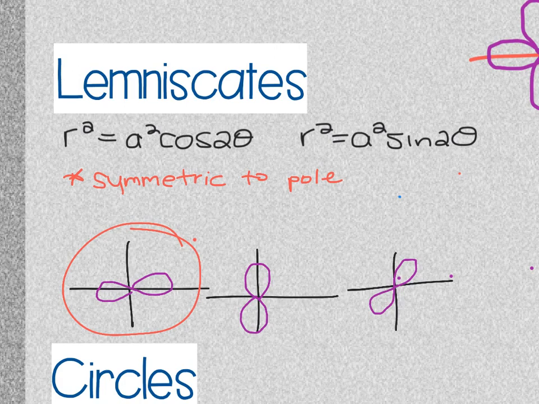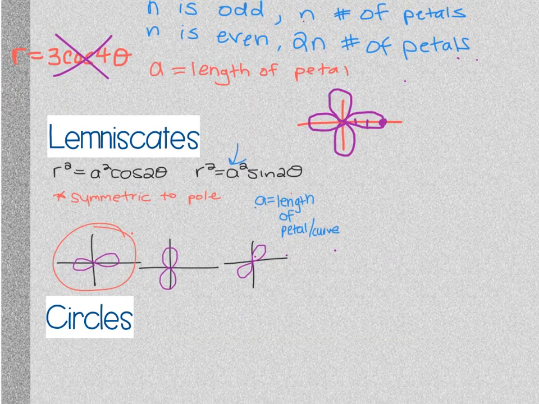The other piece of information that you're going to get from your lemniscate is again the length of the petal. We'll call it a petal. It's not really a petal, but we'll call it a petal. The length of the curve. The difference this time is you have to square root whatever's in that equation because your standard equation is a squared. So if I had r squared equals 16 sine 2 theta, then I know it's a lemniscate and I know that a is 4.